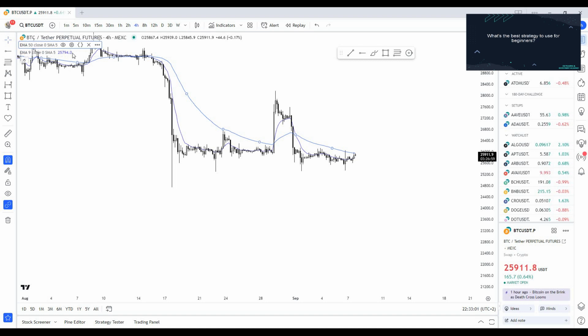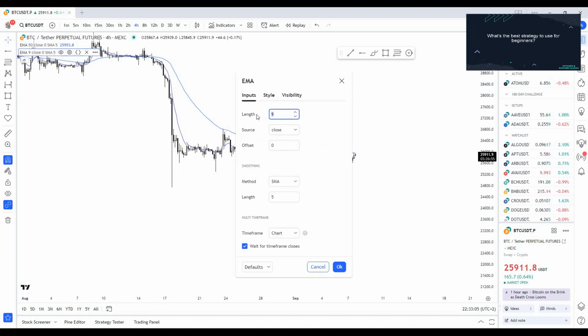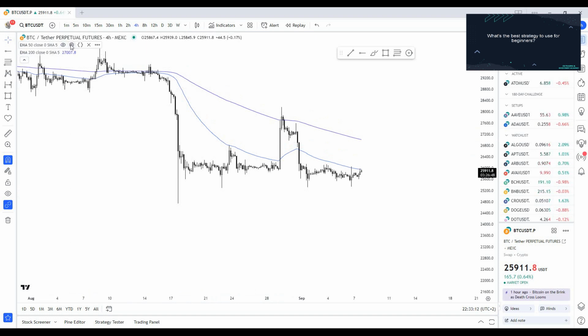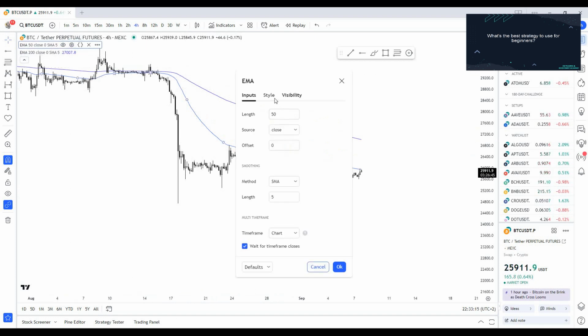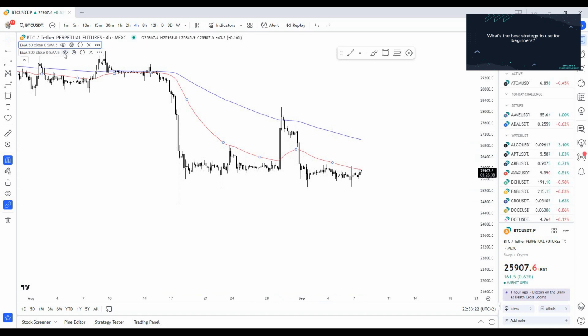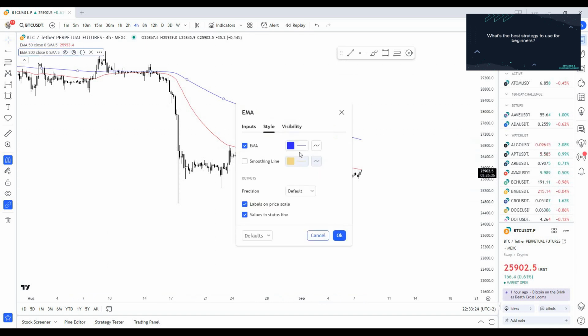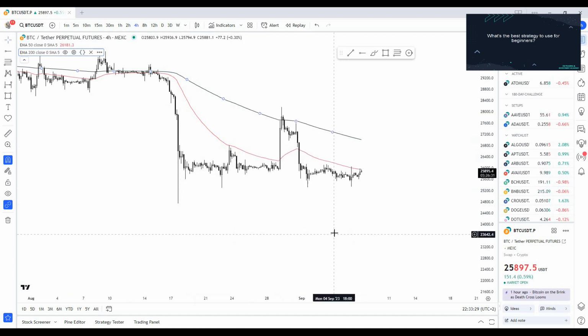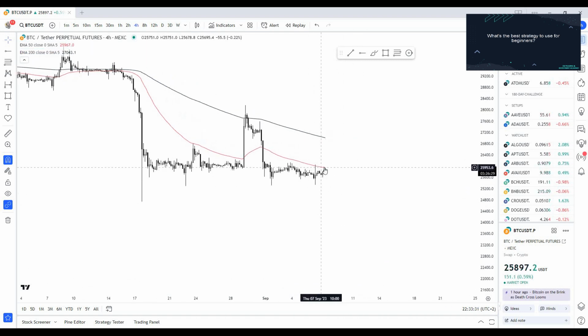So you have the 50 and you have to put on the 200, make that 200. What you can also do is give it another color so you can distinguish them better. So let's say we make the EMA 50 red and we give the EMA 200 a black color. So now you can see we have the 50 EMA and the 200 EMA.